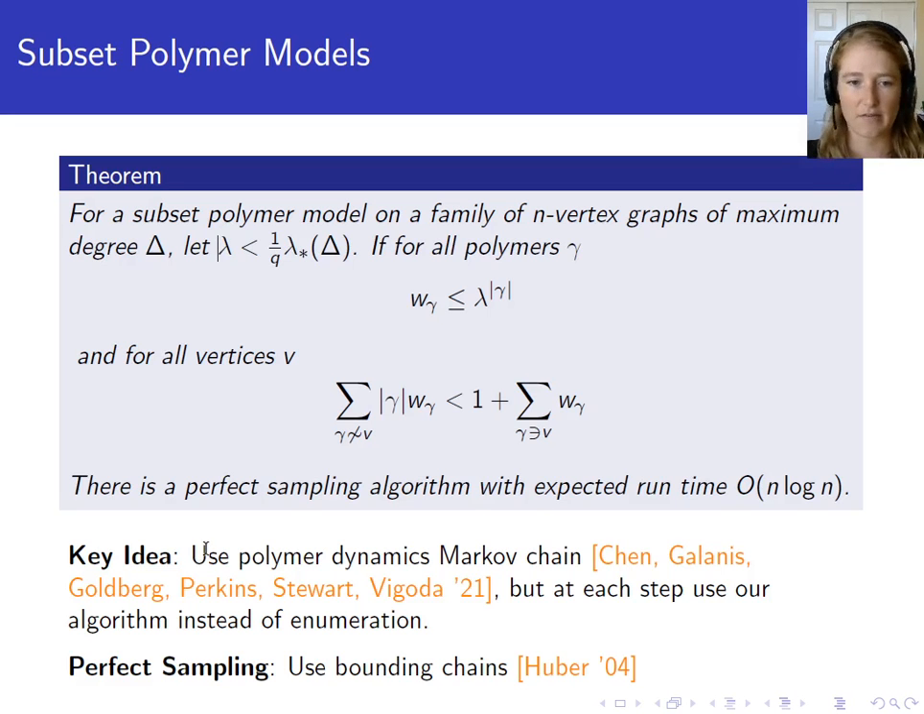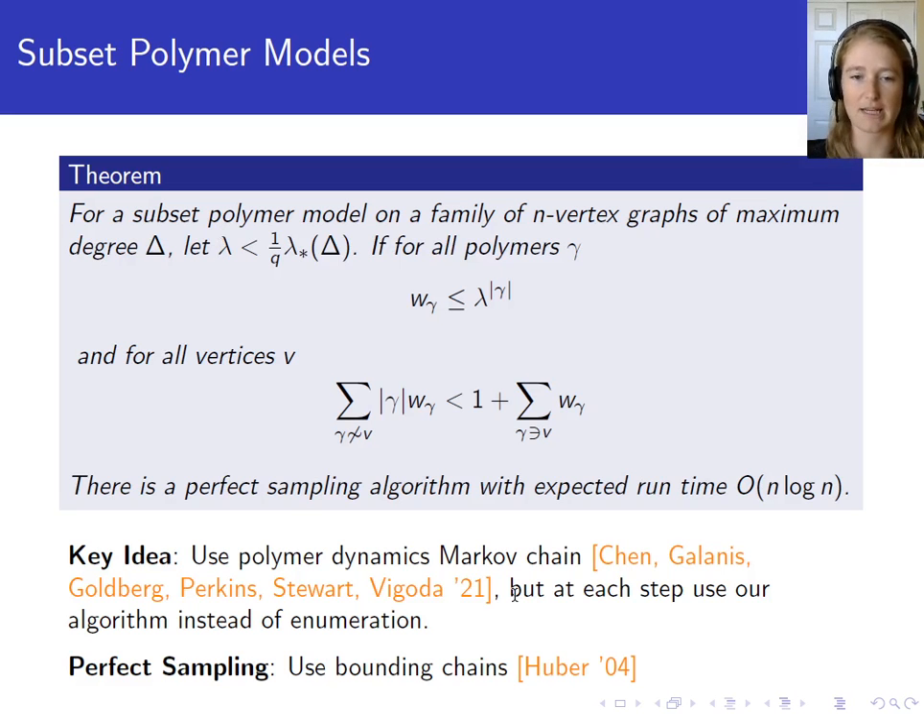So the key idea of how we do this is we use the polymer dynamics Markov chain, which involves adding and removing whole polymers at random. But at each step, if you want to add or remove a polymer containing a particular vertex, previous algorithms used enumeration, right? So enumerating all the polymers of a particular size containing a particular vertex, and then picking one of them at random. But that enumeration step can be costly.